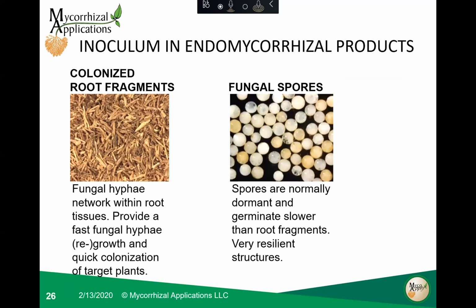Our products are based on what we call propagules. Propagules are colonized root fragments and fungal spores combined. A product that has root fragments is going to colonize quicker than the fungal spores. They're already germinated inside of the roots themselves, so it works a lot quicker with the root fragments. And then the fungal spores are, again, normally dormant, so they germinate a little bit slower.